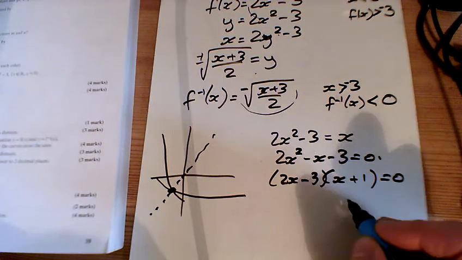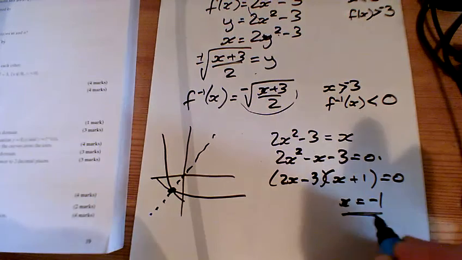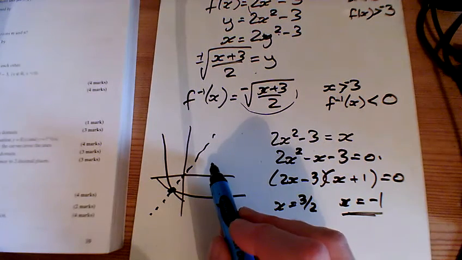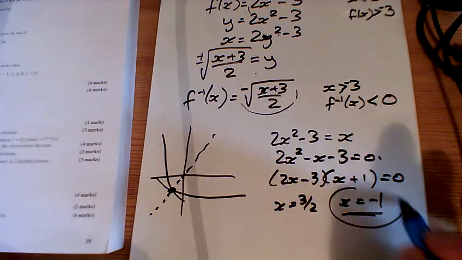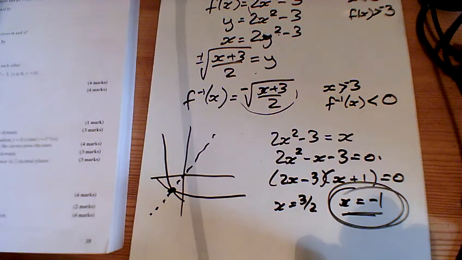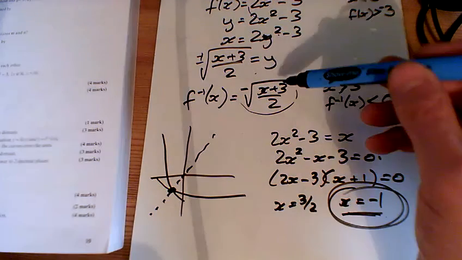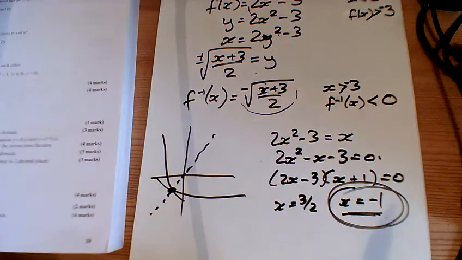I think I've got answers at -1 and at 3/2. Clearly 3/2 is over here, not the right place. So x equals -1 is where the graphs meet each other. Check that. We could put the -1 in here and check that it gives the same answer.